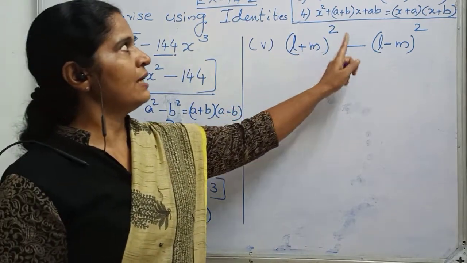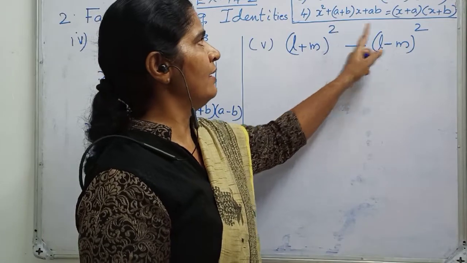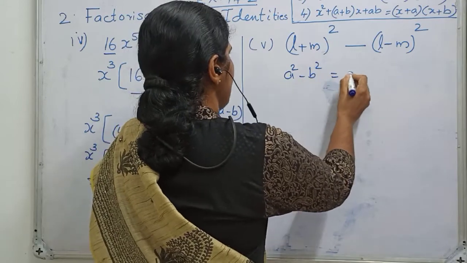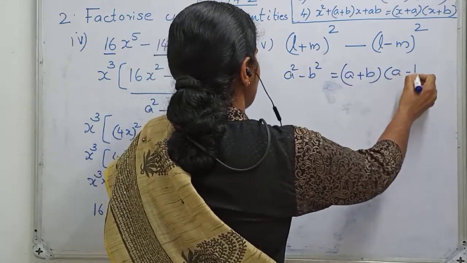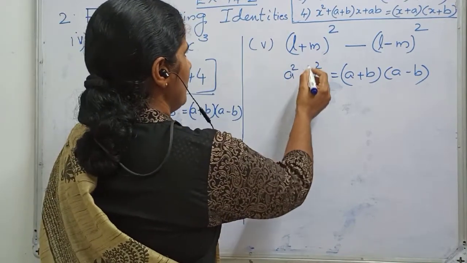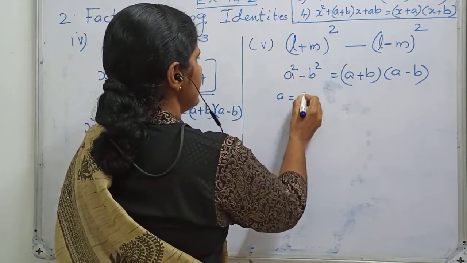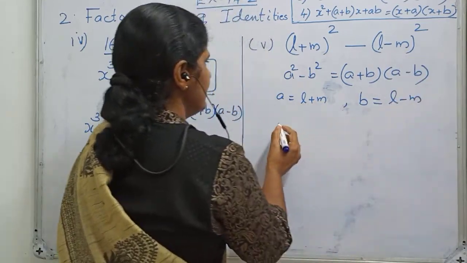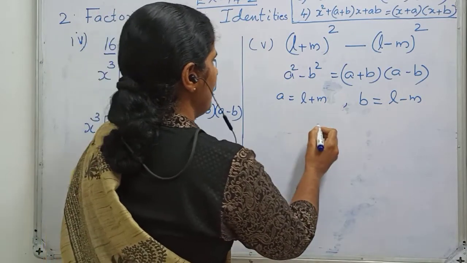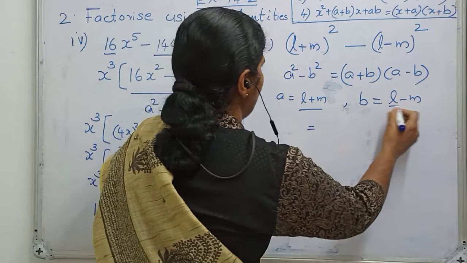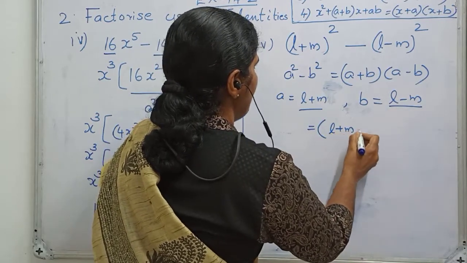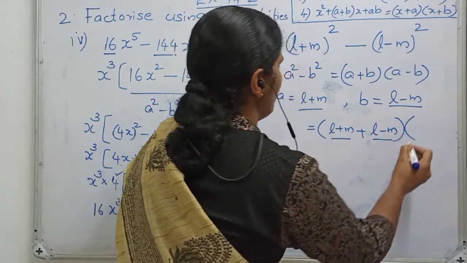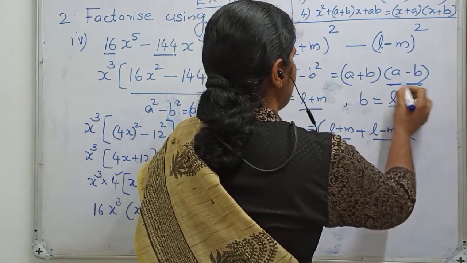In this question, it is directly of the form a square minus b square. There is a square for both of them and a minus, so we can directly write a square minus b square as (a plus b) into (a minus b). For that, remove the square form, and you will get a as l plus m and b as l minus m. Write it as (a plus b) into (a minus b). This a plus b is (l plus m) plus (l minus m), and it is multiplied by a minus b. A plus b is only over.